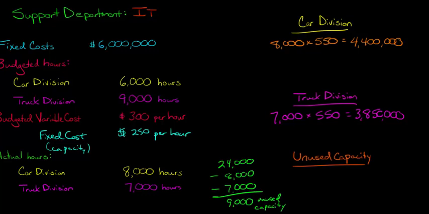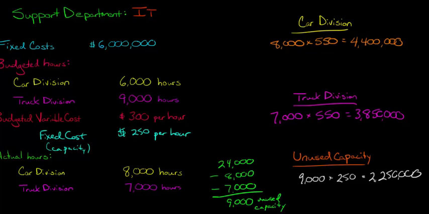So what we can do here now is we can actually calculate the cost of that unused capacity. So we'll take 9,000, but notice we're not going to multiply it by 550 this time, because the variable cost doesn't have anything to do with the unused capacity. It's the fixed cost, that's that 250 per hour. So we're going to multiply that 9,000 times 250. That's going to give us $2,250,000.